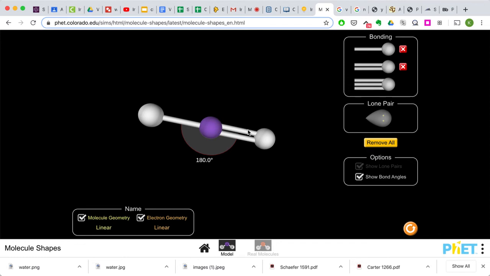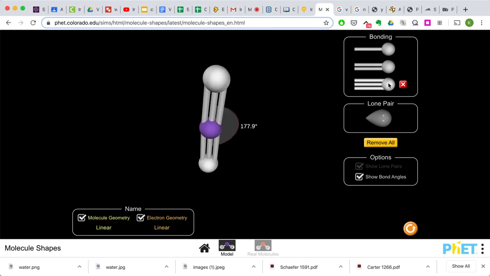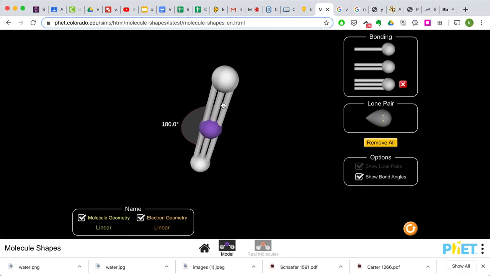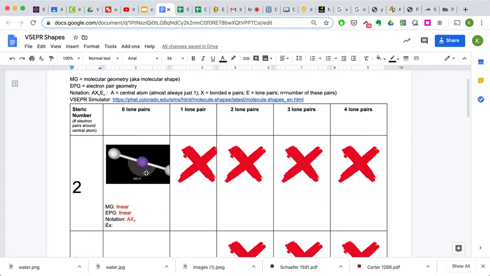So I want you to make a linear molecule, just like I did, and take a look at it. See how whether you get double or triple bonds, it doesn't matter, you have a linear shape whenever there are two bonded groups. Obviously, it's going to get a little more complex. So what I want you to do is a quick rearrangement, take a screenshot, go back to your handout, and then insert a screenshot with the angle shown.